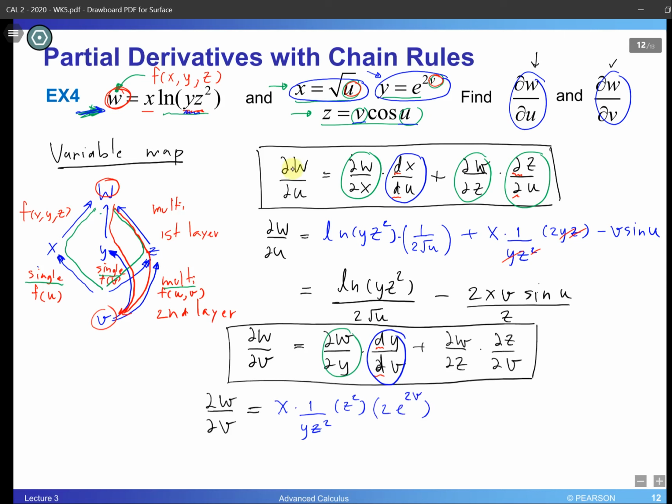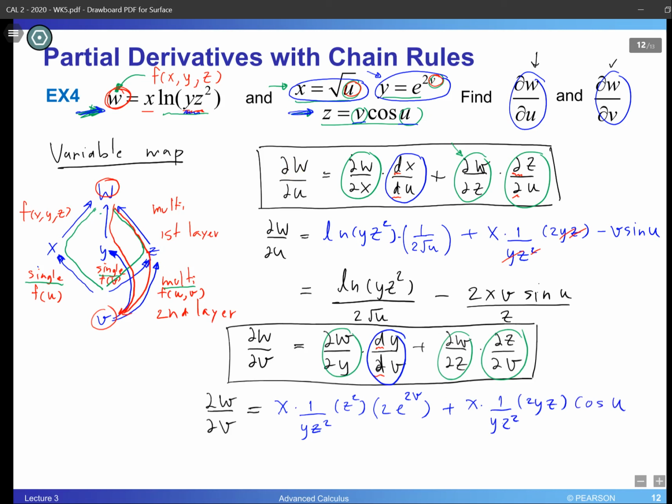Okay, next term. Here we are going to need this dw by dz, but we have found them before right here. So let's reuse that. It's going to be x times 1 over yz squared times 2yz. Same thing. Alright, now next term, dz with respect to v. So I'm supposed to diff this with respect to v. So v is going to go away. I get the constant cosine u out of that.